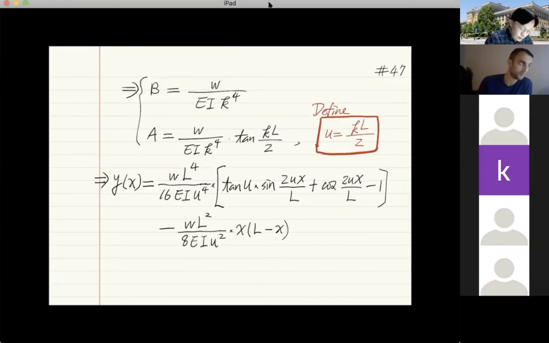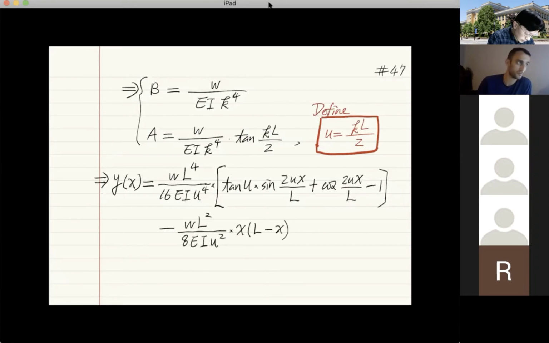Professor, I just have a quick question. Is that a negative WL squared or is that a whole new expression? That's negative. Okay, so is that continuing the y(x) equation? Yes, that's why I'm going to show it like this.